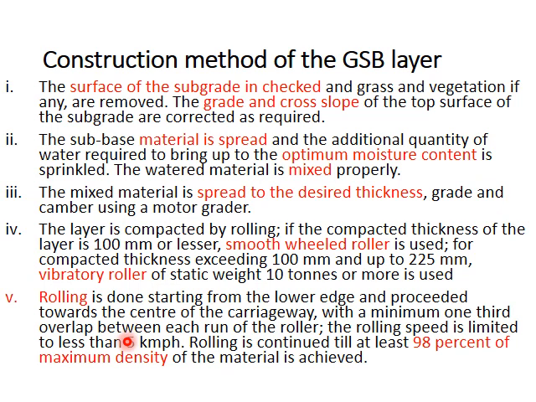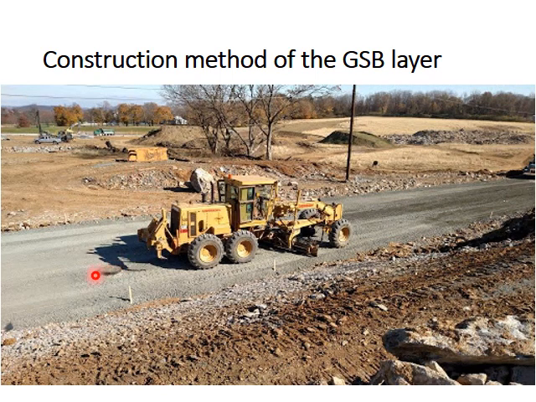So the first section of rolling starts from the edge of the pavement closer to the shoulder, and the rolling process extends up to the center of the carriageway. Rolling is continued until at least 98% of the maximum density of the subbase material is achieved. In this image, you can see that there is subbase material spread over the prepared subgrade layer, and it is being graded and compacted using a motorized grader.